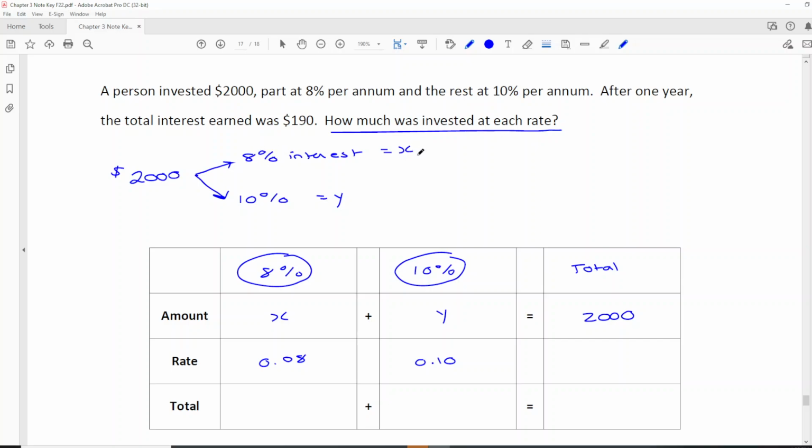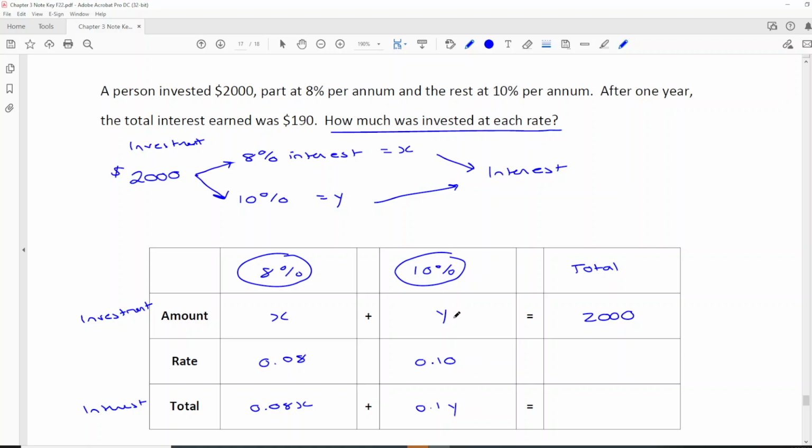So on the $2,000, I have some of it at 8% interest, so let's say X amount. If I take X times 0.08, that's going to tell me how much interest I've earned on that. And then if I do 10% of Y, that's going to tell me how much interest I've gained on that amount of my investment. So this is my investment, and this is my interest. 8% of X is going to be the amount of interest that I earn, and 0.1 times Y is going to be the amount of interest I earned on the amount invested, Y.